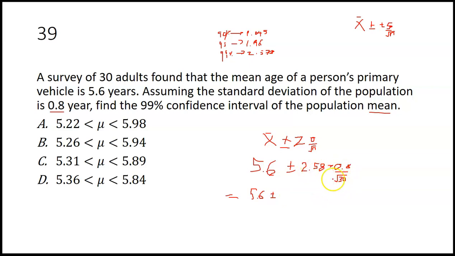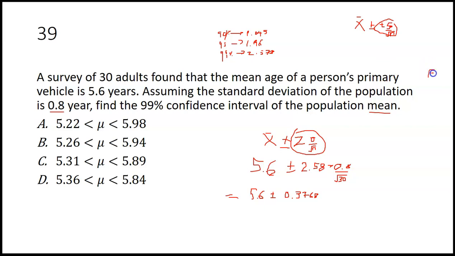When you calculate this separately, you get 0.3768. Now remember, I want to tell you something about this. This part alone, the part where you do z times standard deviation over root n, or t times standard deviation over root n, is called margin of error. Don't forget that. It is represented with capital E.